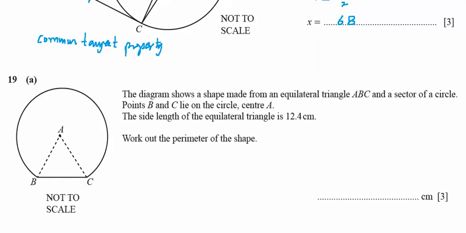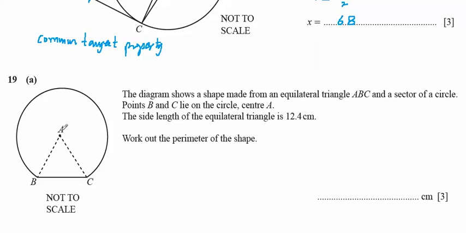So this is the first part of that. It is related to perimeter, area, and volumes. The diagram shows a shape made from an equilateral triangle ABC and a sector of a circle. Points B and C lie on the circle, and the center is A.